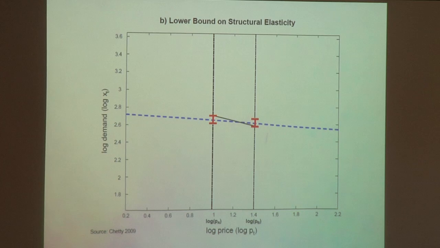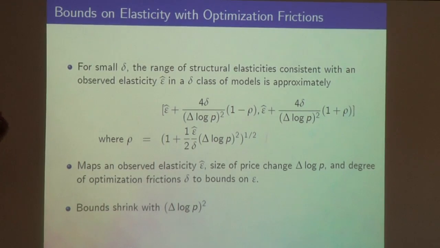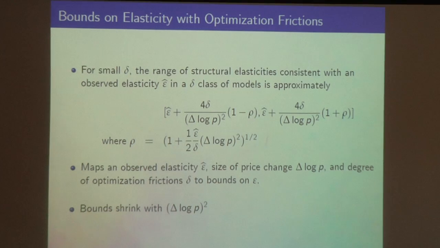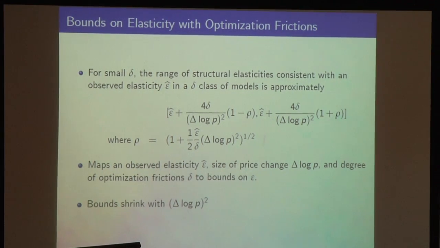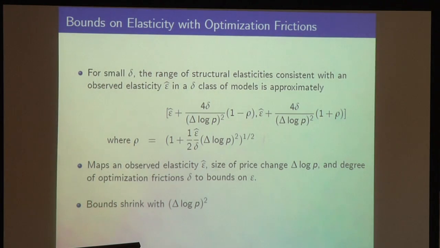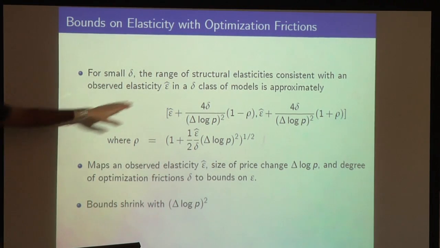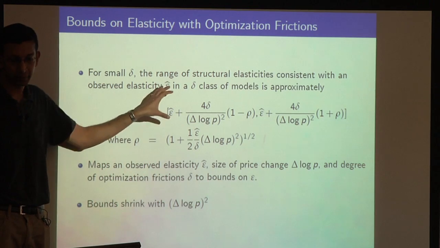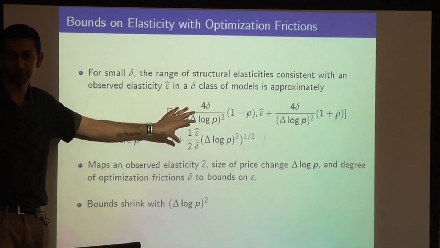Okay, so now you can do the math and solve some equations to get formulas for what those upper and lower bounds look like. It turns out you can get an analytical formula if you take some Taylor approximations, and the Taylor approximations are what generate this small delta statement. The range of structural elasticities consistent with an observed elasticity of epsilon hat, given a level of delta, is approximately given by this formula here, which I'll describe in a second.